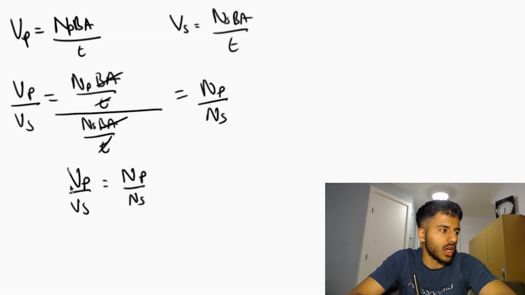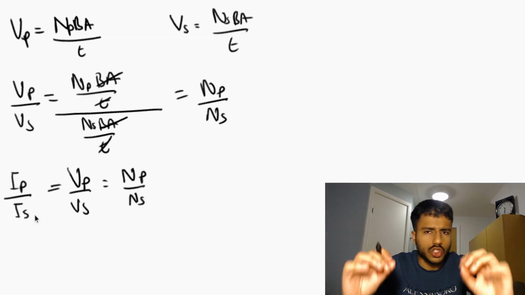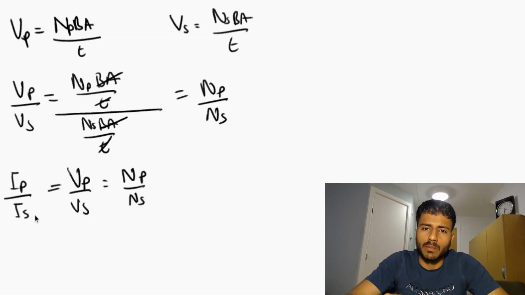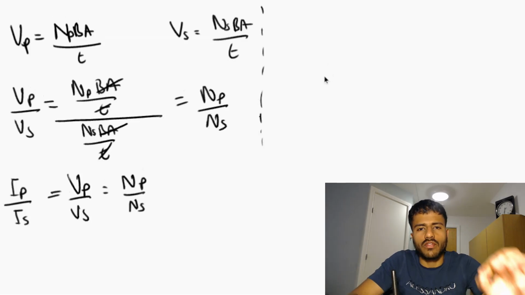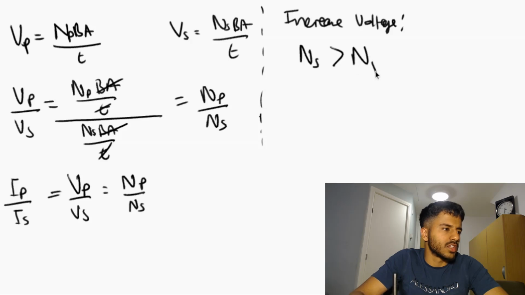And because V equals IR, we can also say that this is equal to I_P over I_S. So we can basically control the voltage outputted by simply changing the ratio of the number of turns on each coil. So therefore, if I wanted to increase the voltage, the number of turns on the secondary coil must be greater than the number of turns on the primary coil.